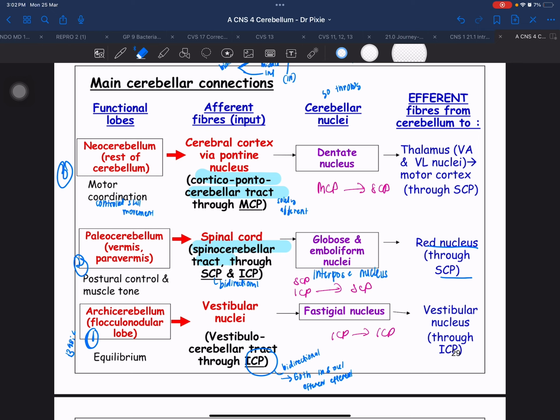Okay, now test yourself, guys. Efferent, kalau nak from paleocerebellum. Paleocerebellum will pergi mana, melalui mana? Melalui which jambatan? Paleo.